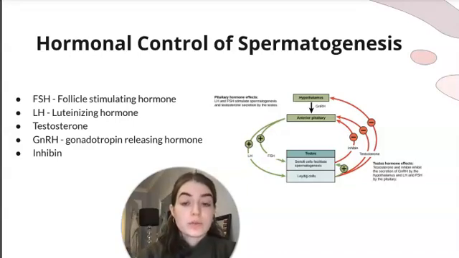GnRH, or gonadotropin-releasing hormone, is made in the hypothalamus and regulates the synthesis and secretion of FSH and LH from the anterior pituitary gland. And then lastly, inhibin, produced by Sertoli cells, serves as a negative feedback regulator of FSH secretion, helping to maintain optimal levels of FSH for spermatogenesis.